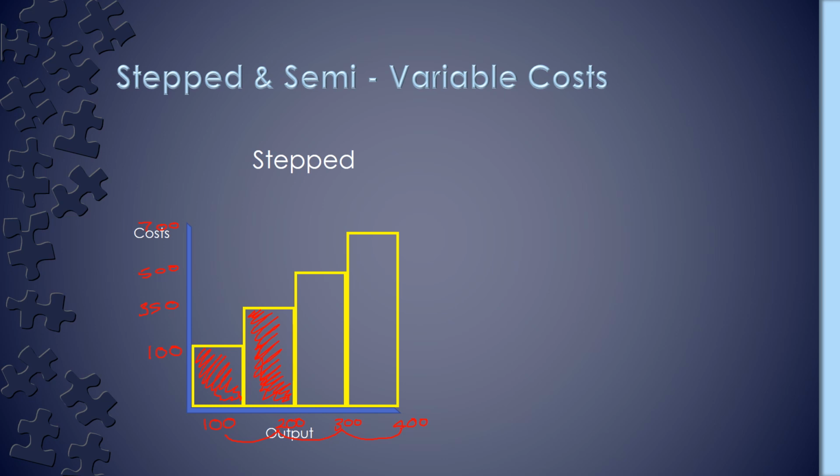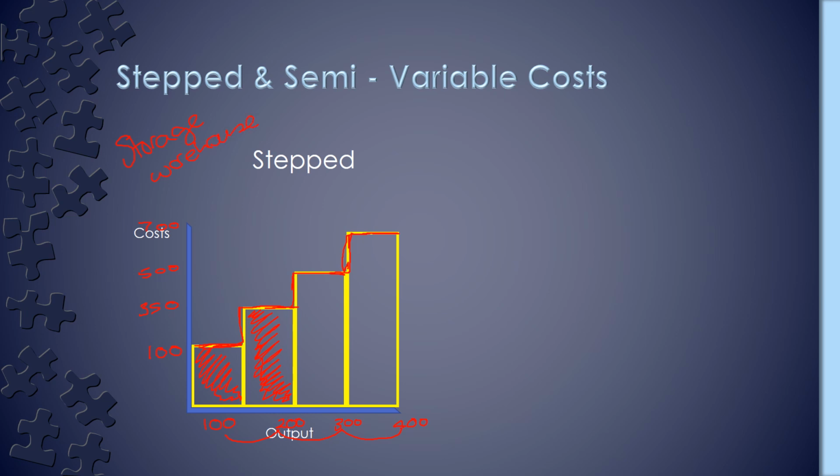As soon as it goes over that limit, over that level, so as soon as we go over this top line here, we then need to go up. And then as soon as we hit this line here, we're going to be going up. This line here, we're going to be going up. Okay. So that's your stepped costs. So this is your storage or your warehouse, something like that.